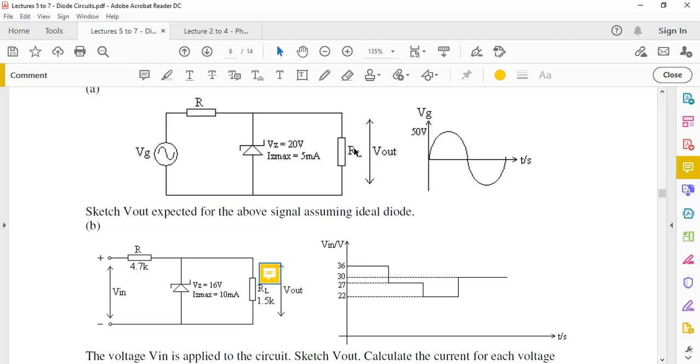And then if you do that, if you put 1K and 1K here, so both R and RL are the same. So if you forget the Zener for the time being, what voltage you actually get across RL would be half of VG.